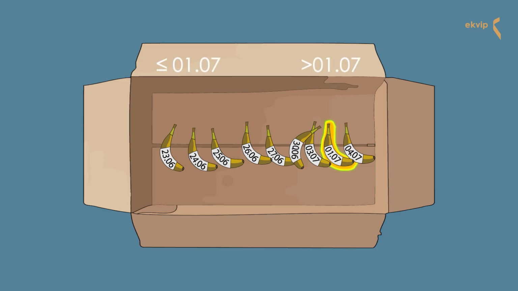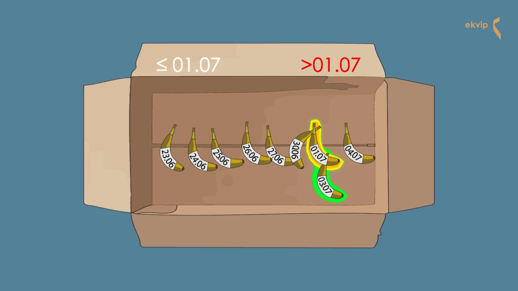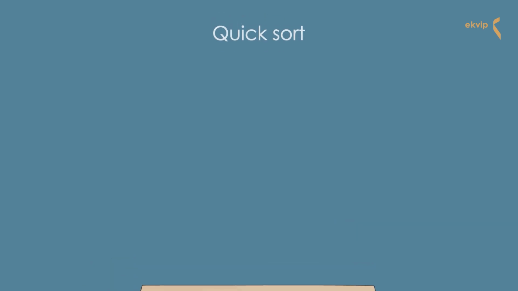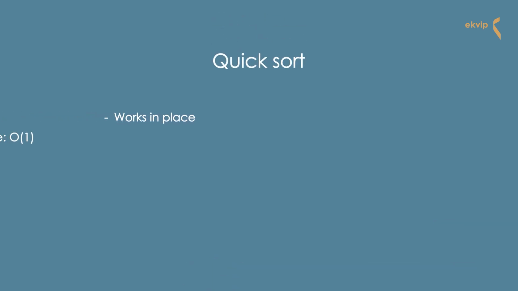The last pivot is July 1st. The banana to the left has a later expiration date. That's why it swaps to the right side of the pivot. The whole box is sorted. One box, in-place swaps. The quicksort works in place.